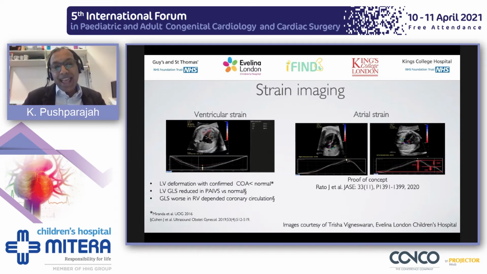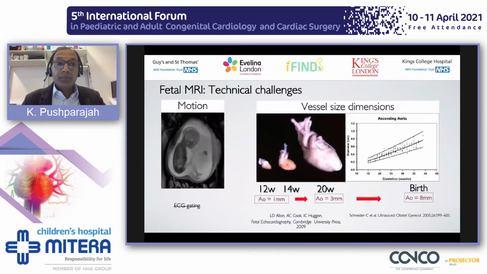So again, we're trying to add another string to our bow in terms of getting more sophisticated in our ability to more accurately predict some of the worst outcomes. Ventricular strain has been done in our group recently. We've got something that's about to be published. And we're starting to look at atrial strain. And of course, if you look in the adult literature, there's a lot of data out there about atrial strain. So maybe this is an interesting area that may develop even further.